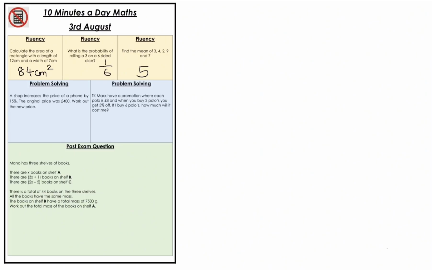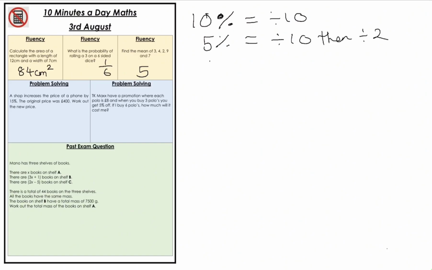Okay, let's get into the problem solving. Both of these questions are about percentages. Now, percentages are out of 100. Now, remember, this is non-calculator. So we have to think about the tips that we know to find 10%, 5%, 1%, and so forth. So to find 10% of a number, you just divide by 10. To find 5% of a number, you divide by 10, then you divide by 2. To find 1%, you divide by 100, okay? To find 25%, you divide by 4. So they're the key numbers that you need to know how to do.